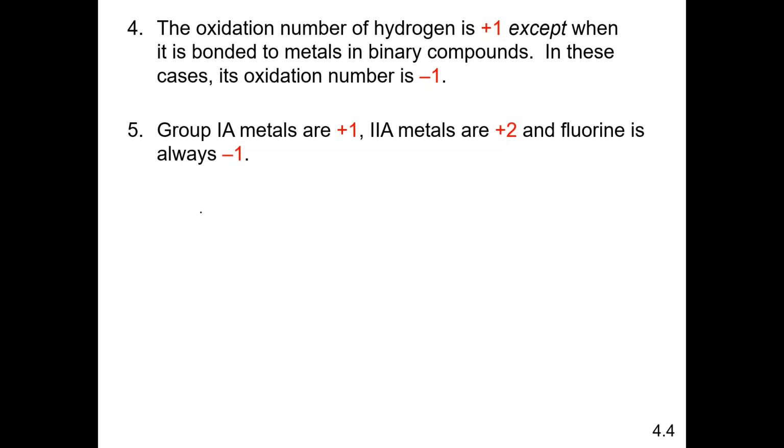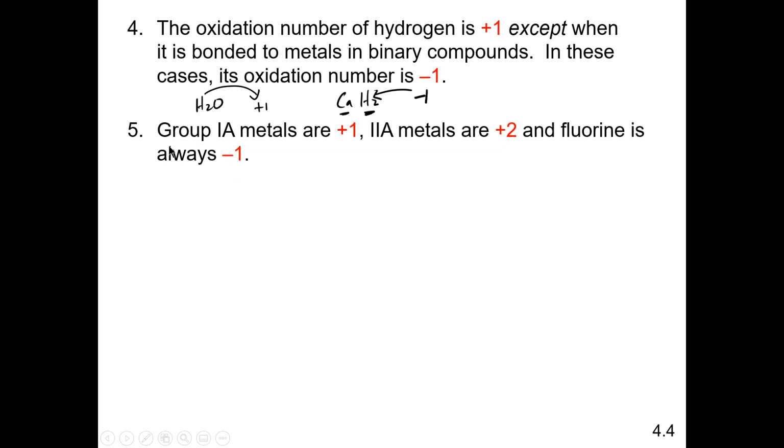Okay, so in the case of, let's say, H2O, the oxidation number of hydrogen is +1. But in the case of, let's say, calcium hydride, the oxidation number of hydrogen here is -1, because in this case, the hydrogen is bonded to a metal, which in this case is calcium, all right?